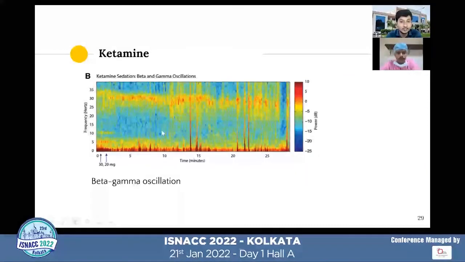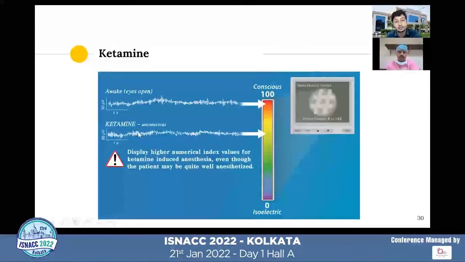Now coming to ketamine, signature of ketamine. So with ketamine, you will see higher frequencies in the range of gamma frequencies and beta frequencies. So this can give false high values with the depth of anesthesia monitor when we are seeing the index only, even though the patient might be well anesthetized.